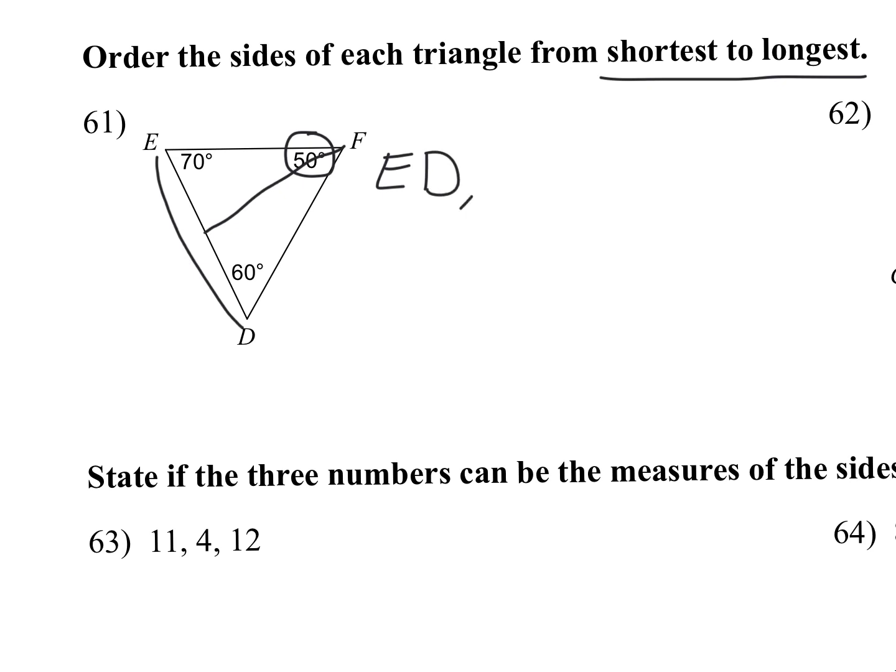What's my next biggest angle? 60. What does that match with? EF. And then 70 matches with FD. Questions on those? Just remember, the relationship is across the triangle.